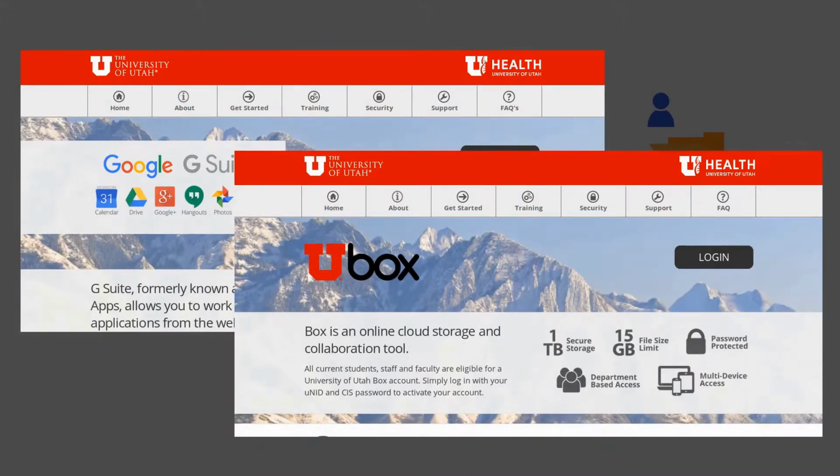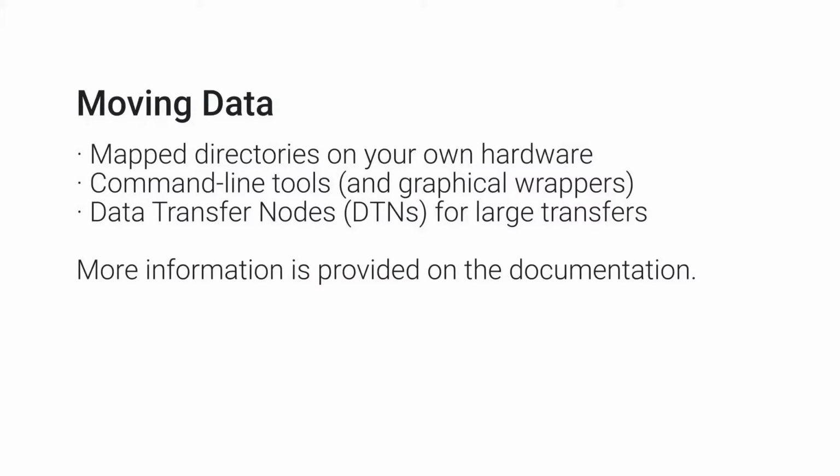There are several options for moving data to and from CHPC. First, you can map home directories and group spaces directly to your computer and interact with them as you would any other file. This requires a connection from the campus network, however, and the campus VPN will be required if you're connecting from off-campus. Second, you can use the command line tools like SCP, rsync, and curl to move small data sets. This can be done on login nodes, among other resources.